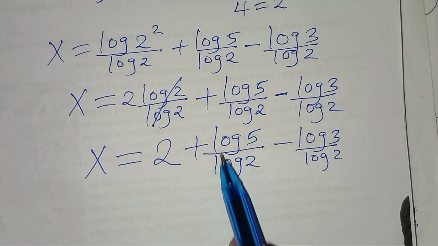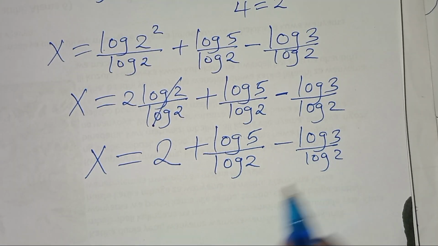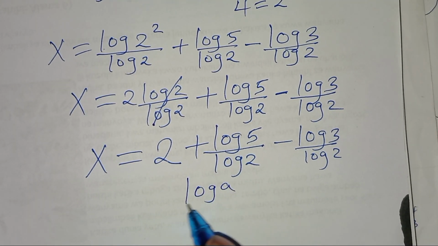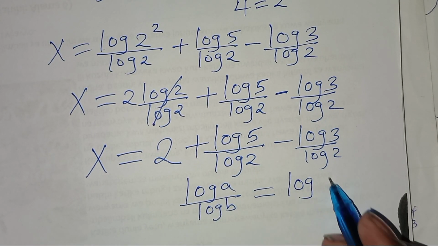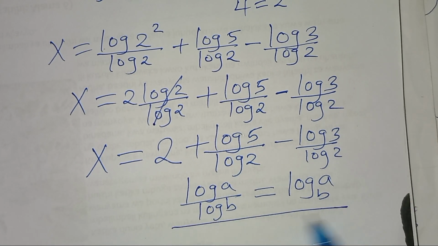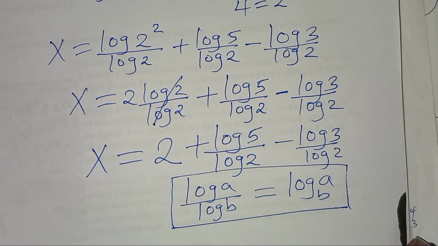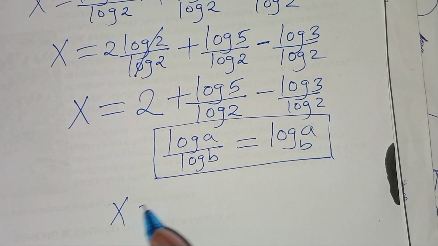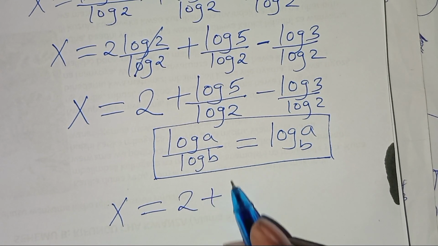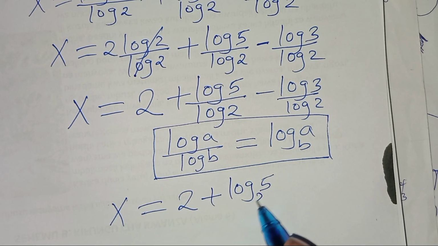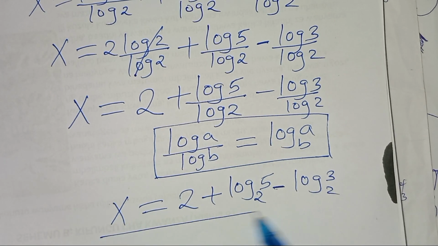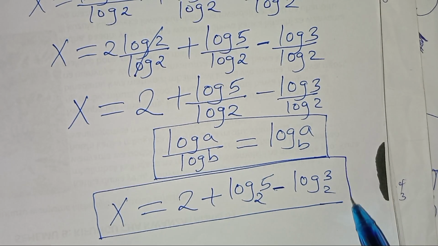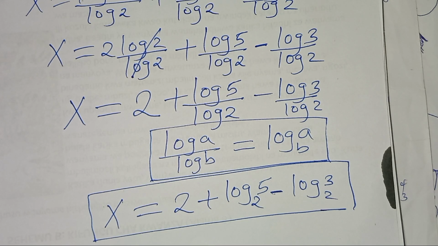The next step here, log 5 divided by log 2 and log 3 divided by log 2 are in the form of log a divided by log b, which can be expressed as log a to base b. Applying this property, we can express x as 2 plus log 5 to base 2, subtract log 3 to base 2. Now this is the value of x. Let's verify that this value of x actually satisfies the equation by following these steps.